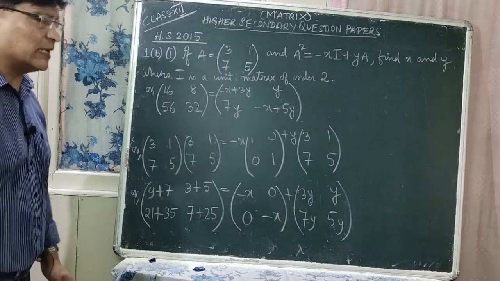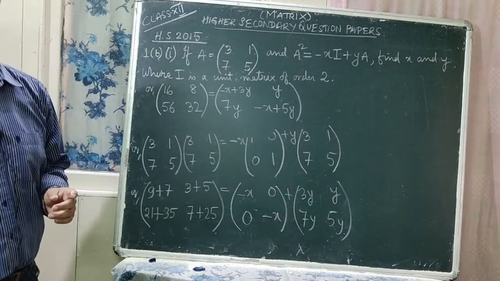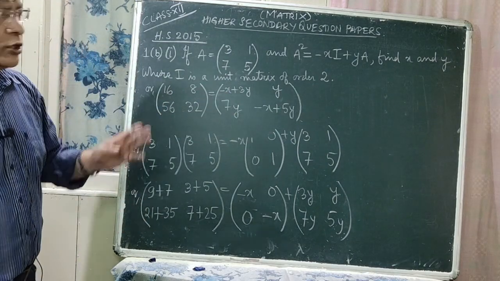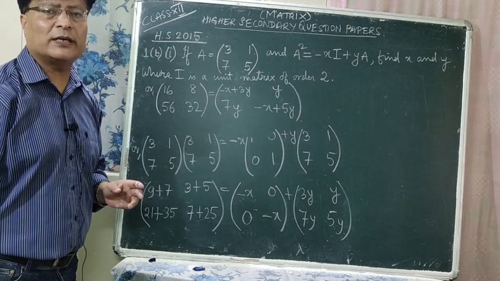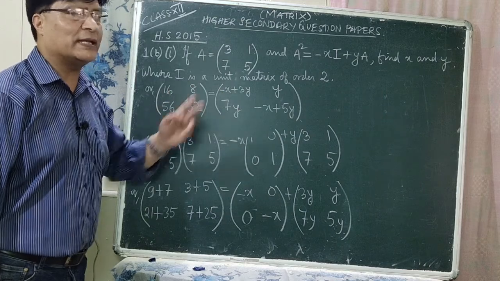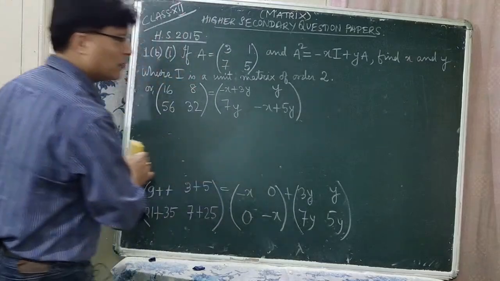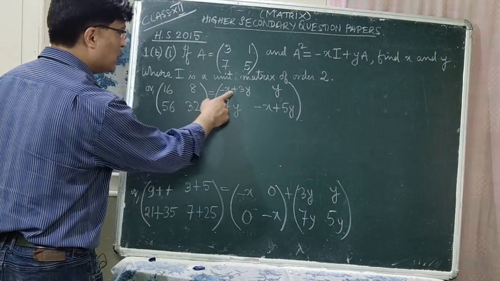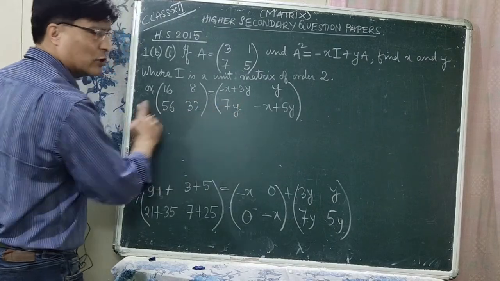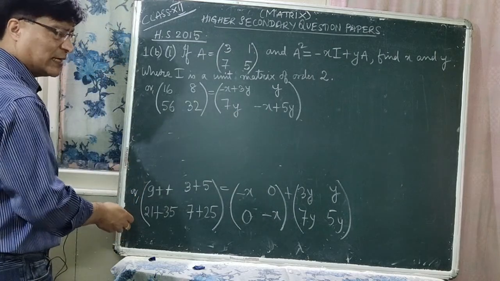Okay. So now, these are the equality of two matrices. From the definition of equality of matrices, you can equate the corresponding elements. That is, from the first row, you can equate first element is equal to first element, second element is equal to second element. From the second row also, you can equate the first element to first element and second element to second element.